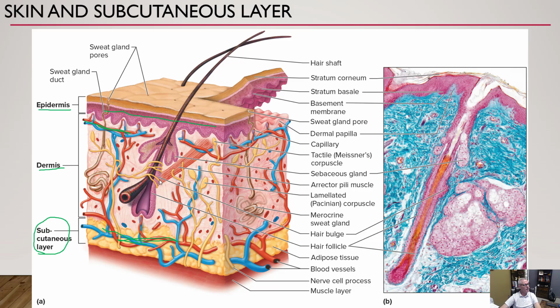We can see in that dermal layer, the dermis, lots of blood vessels, muscles, nerves, lots of glands. We have the sweat glands. We have glands that are attached to our hair follicles.